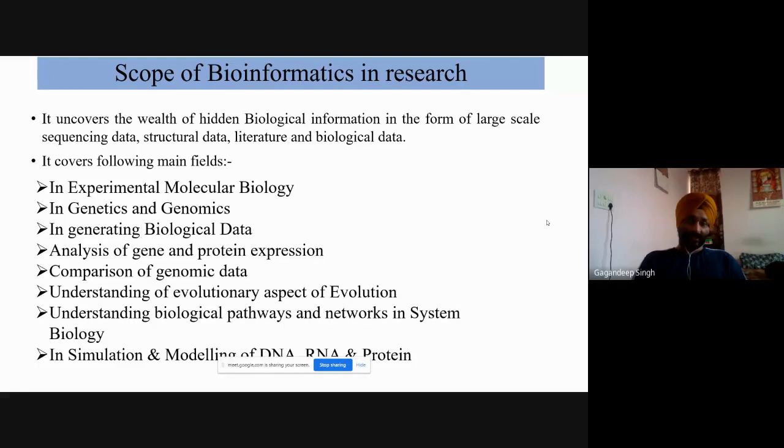Biology, genetics and genomics, generating biological data, genes and protein expressions, comparative analysis of genome data, understanding of the evolutionary aspect, then understanding biological pathways and networks in system biology, in silico simulations and modeling of DNA, RNA, and proteins.